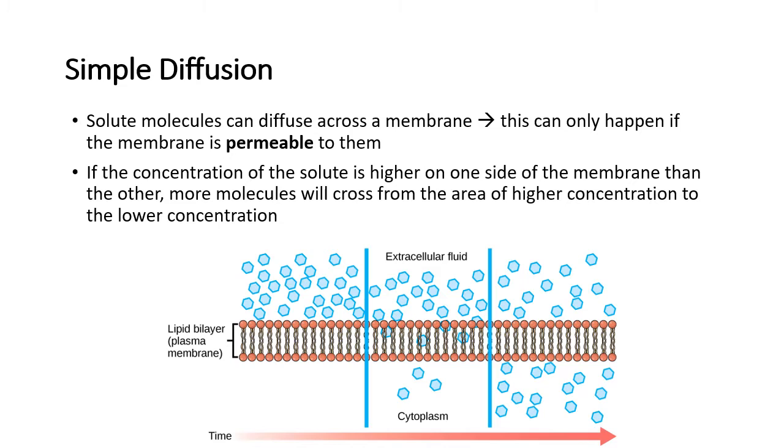On the diagram shown, you can see that as time progresses from left to right, the particles diffuse from the top to the bottom, from an area of high concentration to an area of low concentration. They'll continue to diffuse until they reach a state of equilibrium, which is shown here.